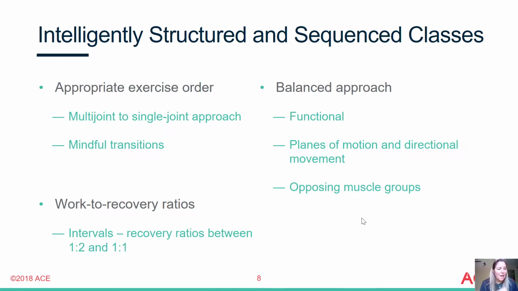Also, making sure that our approach is balanced. Looking at exercises that are functional, we can apply them to activities of daily living. Think about our participants and what are some things that people in our classes maybe have difficulty performing while at home or while on the job. Creating exercises that can help them to perform activities of daily living that are functional in nature is going to be very helpful for our participants.